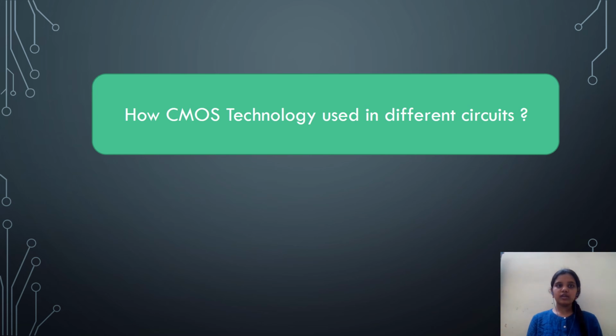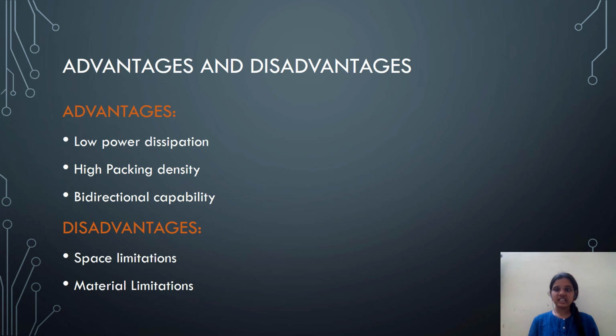Actually, CMOS is used in different chips like microcontrollers, microprocessors, and other digital logic circuits. This technology is used in a wide range of analog circuits also, in data converters and also for several kinds of communication. Advantages and disadvantages of CMOS technology.